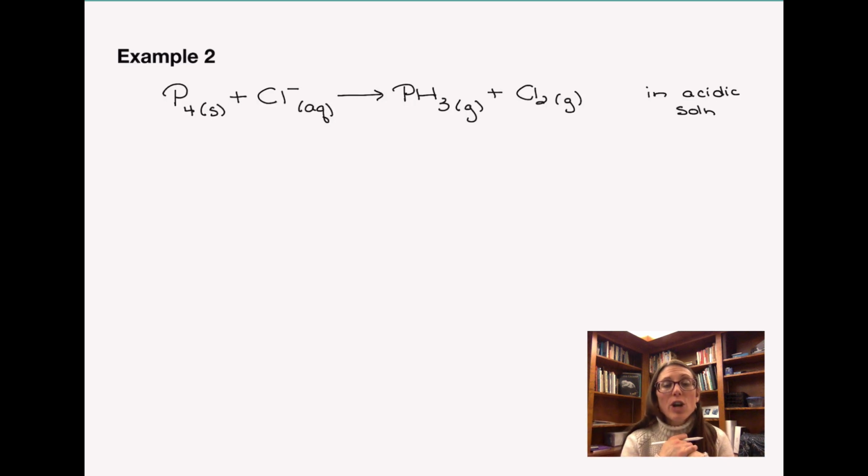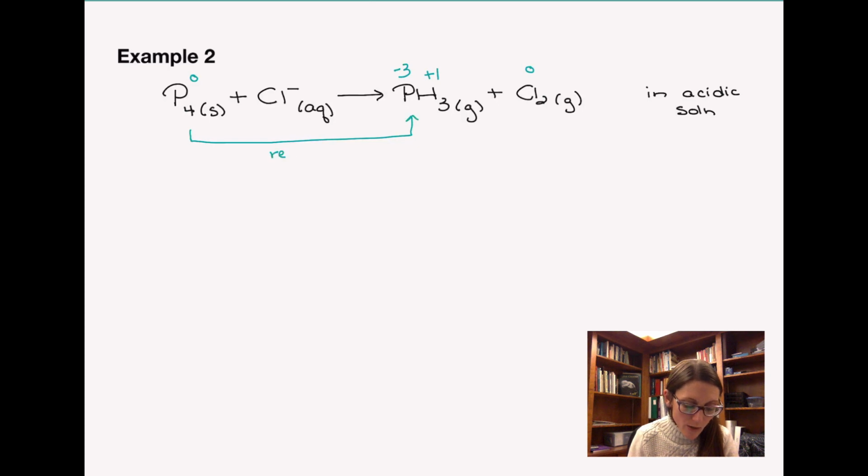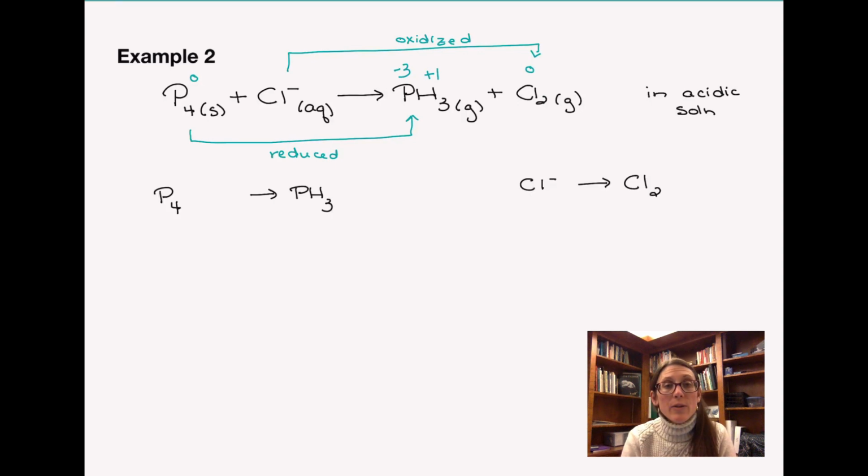But we still have to start by determining what's being oxidized and what's being reduced. So we're going to begin by writing oxidation numbers. This means that the phosphorus went from 0 to -3. It was reduced. Meanwhile, the chlorine went from -1 to 0. It was oxidized. So now that we've identified what's being oxidized and what's being reduced, we can break this into 2 half reactions, one for the reduction and one for the oxidation. So now that we've got our 2 half reactions, we're going to balance each one independently.